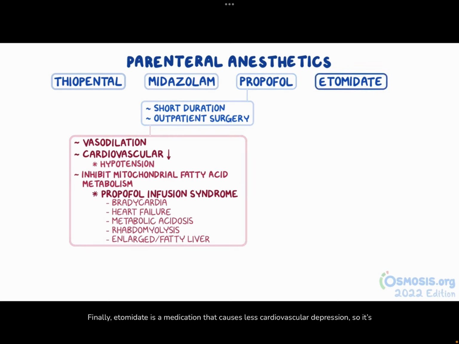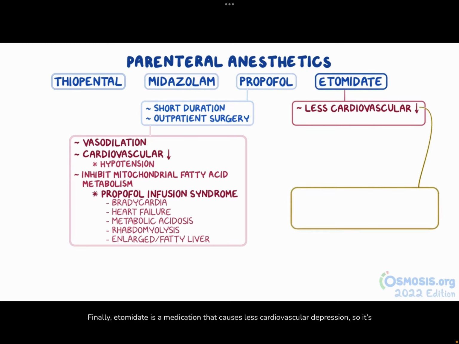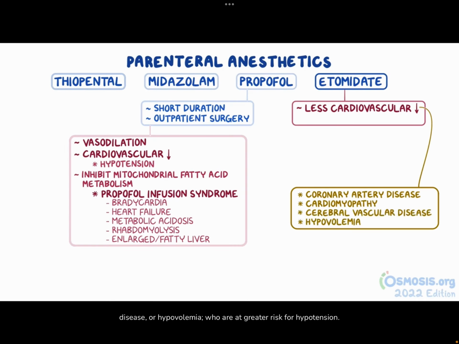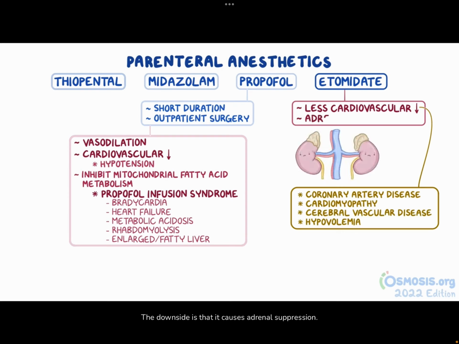Finally, etomidate is a medication that causes less cardiovascular depression, so it's preferred for patients with coronary artery disease, cardiomyopathy, cerebral vascular disease, or hypovolemia, who are at greater risk for hypotension. The downside is that it causes adrenal suppression.